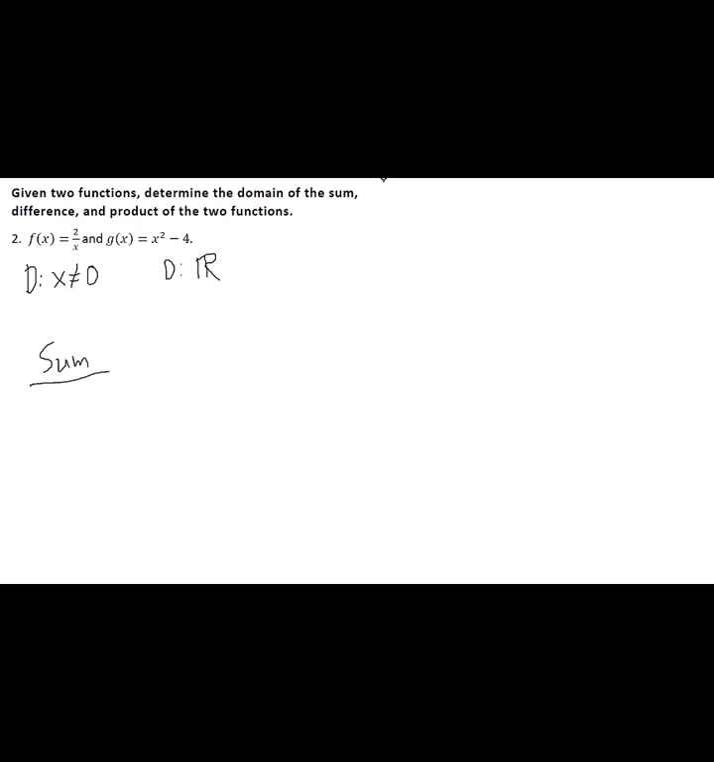So if we add these together, you get 2 over x plus x squared minus 4. And so the only restriction again is here we have x as the denominator. And so all we're asked to do is find the domain of this. We don't really even need to simplify this. We'll just say the domain here is x cannot equal 0. All right, let's look at the difference.